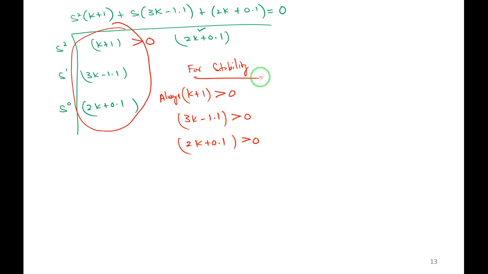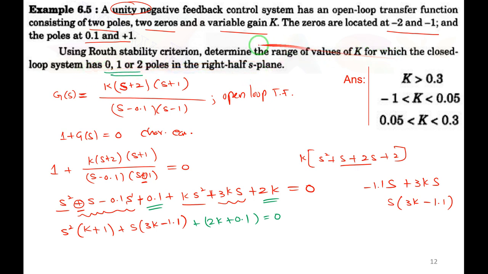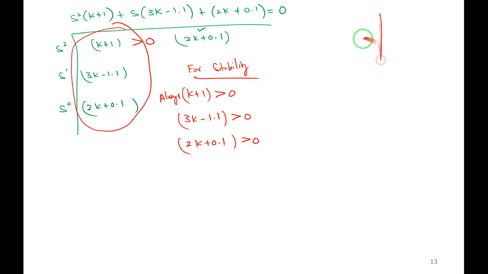But what they are asking, observe here, is to determine the range of values for which the closed loop system has zero poles in the right of S plane. So there should not be any poles in the right of S plane, sigma plus j omega. When there should not be any poles in the right of S plane, the system should be stable, means all the poles should lie in the left of S plane. So the first elements in the first column of the Routh array should be greater than 0. These conditions, whatever I have written, this is greater than 0, this is correct. So we will calculate the range of values of k. First condition we will take for zero poles in the right of S plane.